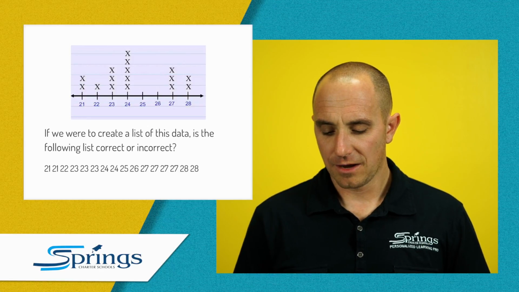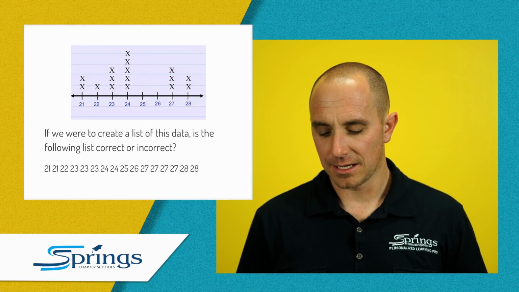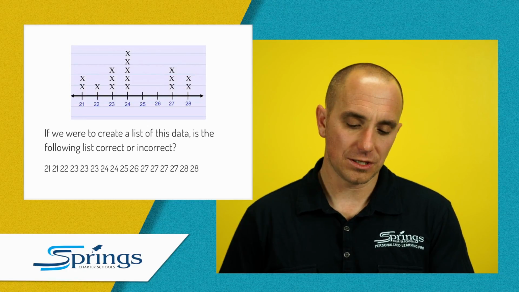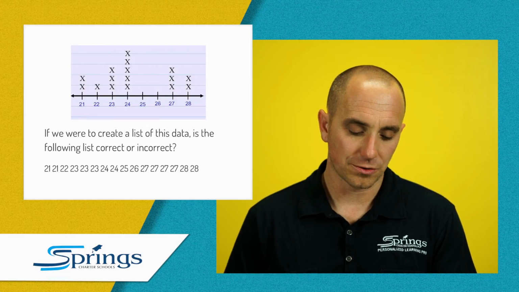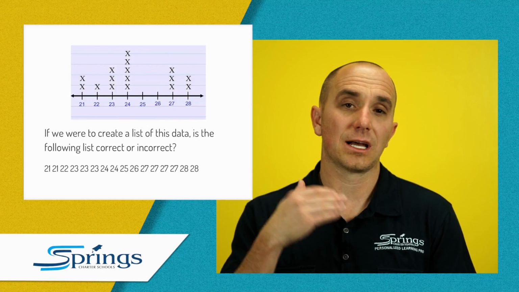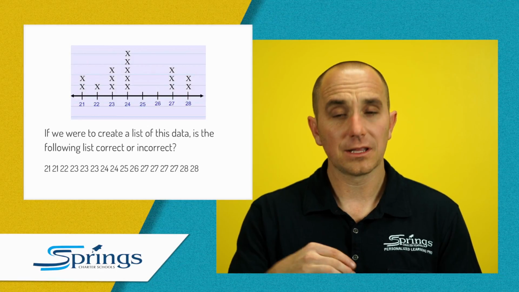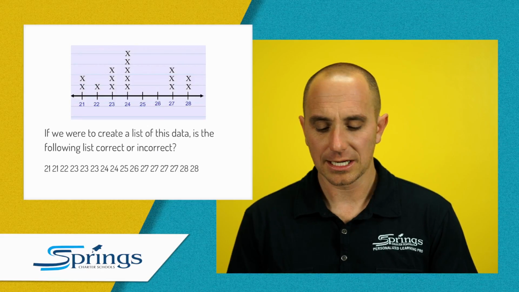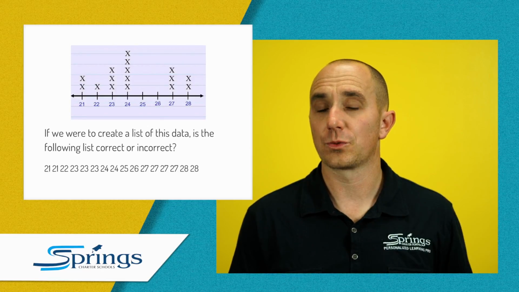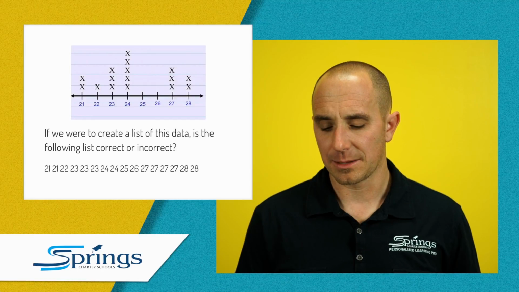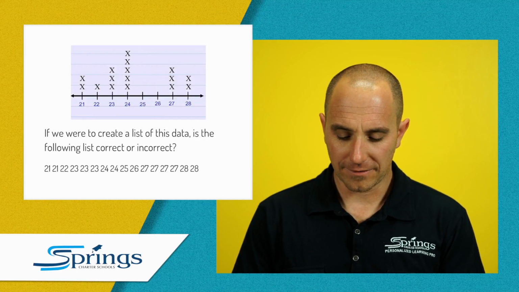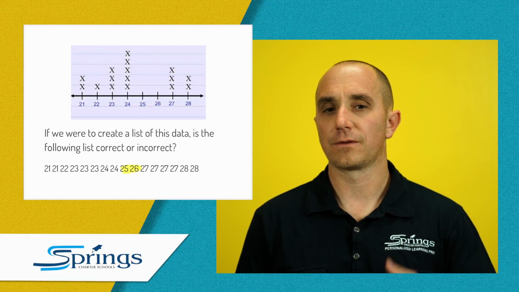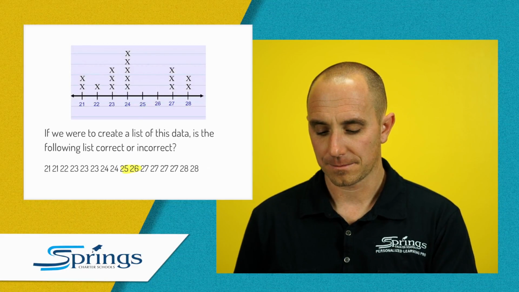If we were to create a list of this data, is the following list correct or incorrect? A couple of ways to do this: you can tally as you go. You look at 21 and make sure that it is accounted for 2 times. Something else you might use is 25 and 26. There should be no 25 and no 26 because there are no X's on the line plot. But I have a 25 and 26 right there in the middle. So you know for sure that this data set is not a reflection of the line plot.